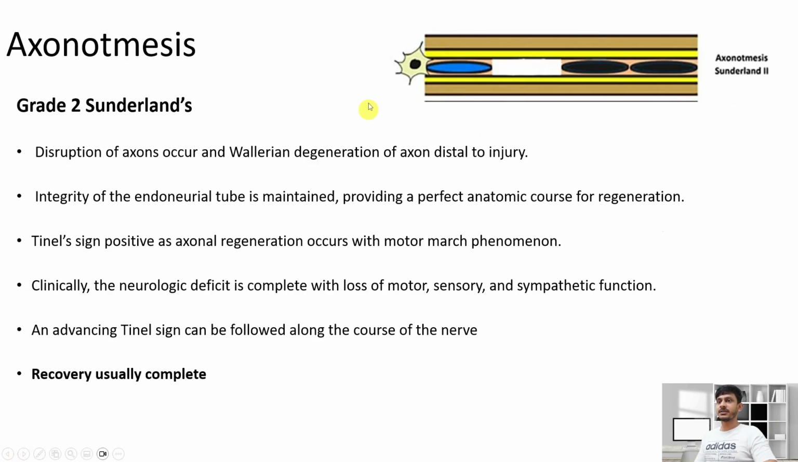Grade 2, or axonotmesis, is when the orange is the axon. The axon is disrupted and the myelin is also disrupted. However, the yellow structure you see here is the endoneurium. The endoneurium is intact. Tinel sign will be positive, as axonal regeneration will occur with the motor march phenomenon. So recovery is usually complete. Key point: recovery is usually complete.